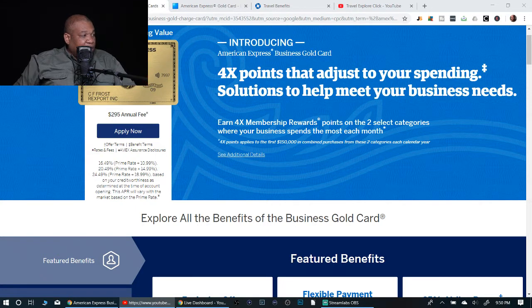Okay, so let's go ahead and finish talking about this card, or get started talking about the card. So it looks like you can do categories, so you can select different categories and you can get 4 times points on those categories. So that's really interesting.